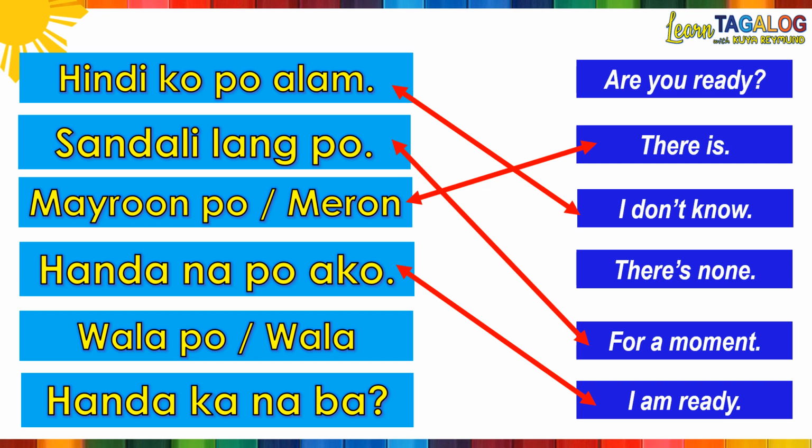Next is, wala po or wala. In English, this is, there's none. And lastly, we have, handa ka na ba? Handa ka na ba? Are you ready?